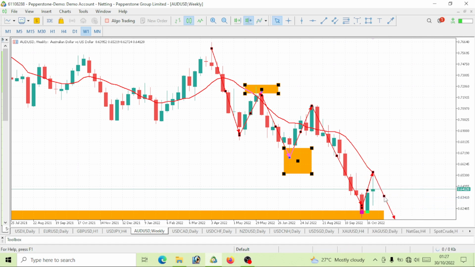But I believe this is a pullback. This is one of the reasons why we had this candlestick wick here, kind of a pullback, and now we are expecting a bearish move. So I personally believe that this week our USD will go further up while our AUD will drop.